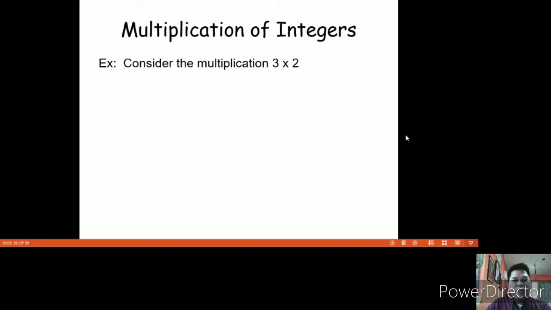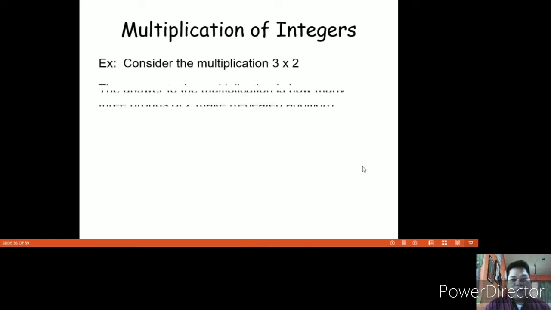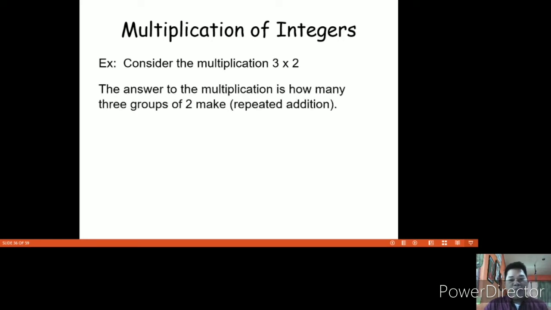So let's now proceed to multiplication of integers. Consider the multiplication 3 times 2. The answer to the multiplication is how many 3 groups of 2 make. So that is the repeated addition.